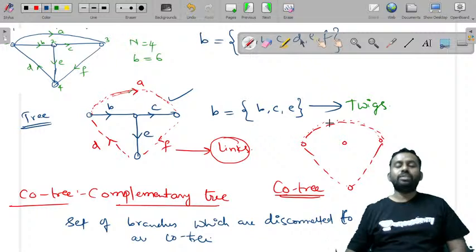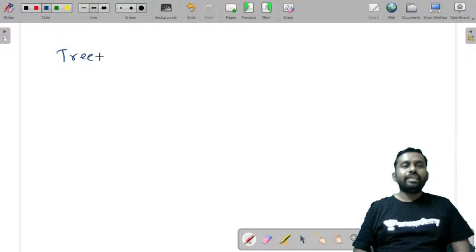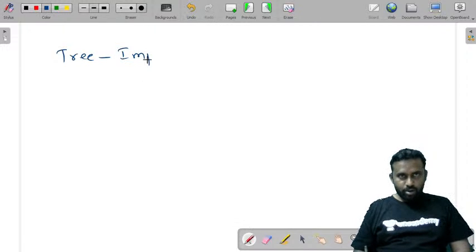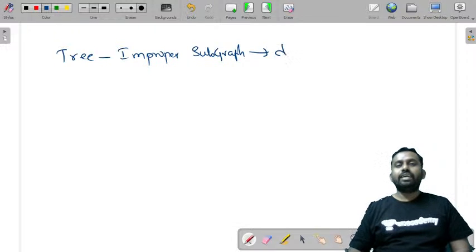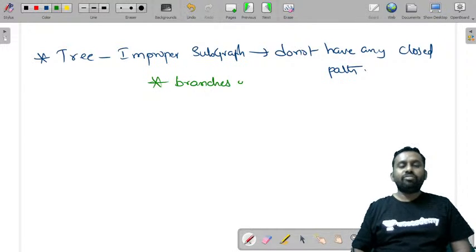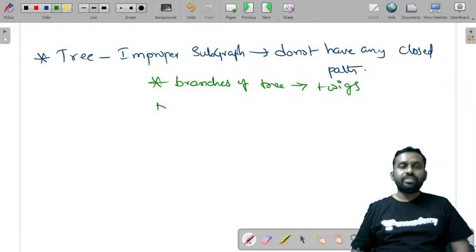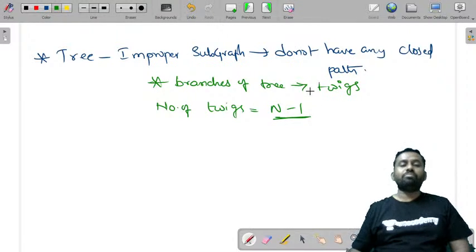So you have understood what is a tree, what is a co-tree. Now let me summarize this. A tree is an improper subgraph that does not have any closed path. This is the first point. The other point about a tree is the branches of a tree are called twigs. How many twigs will you have? This you have to know. The number of twigs is equal to n minus 1, that is, number of nodes minus 1.